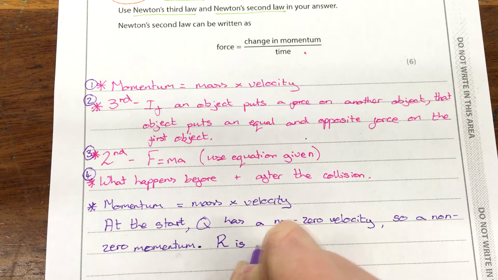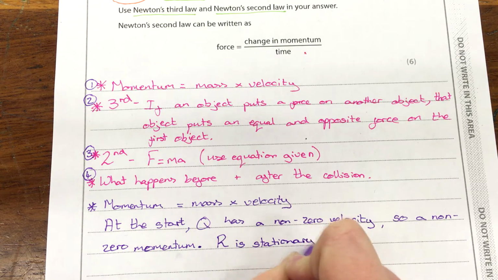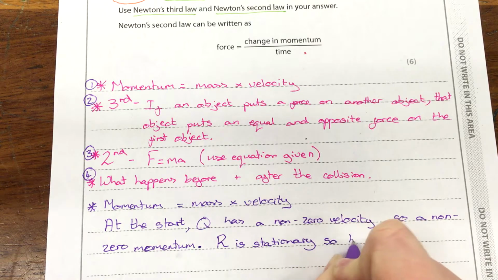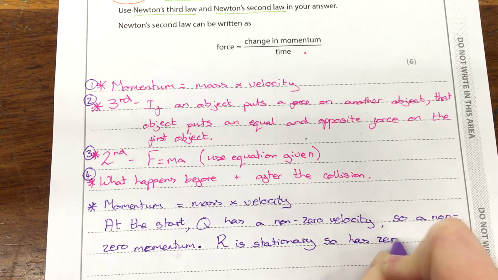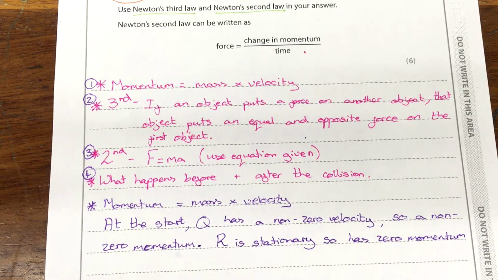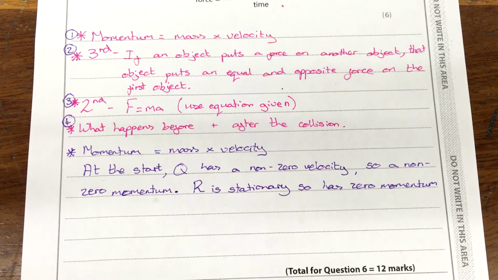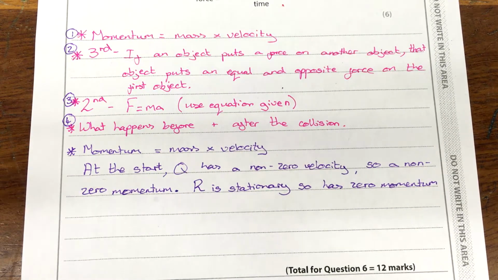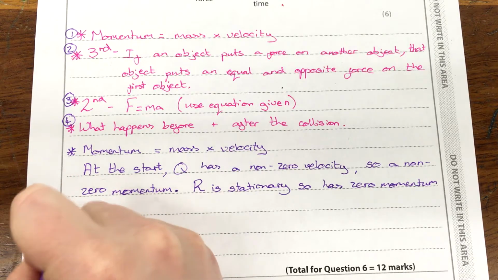R is stationary, so has zero momentum. So now I've shown I know actually what momentum is, how I'm going to calculate it, what this whole question is about. Next then, I need to talk about this collision.